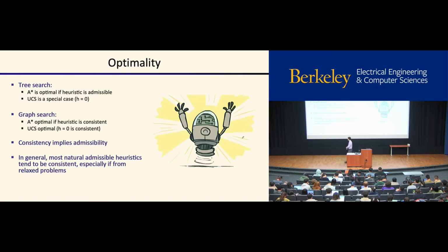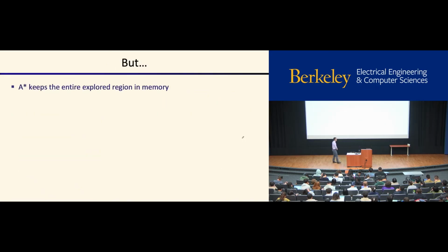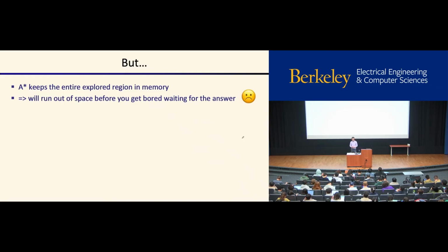So great, we're optimal. That's nice, but we might use a lot of memory if we do this. Even if we have this graph search optimization, A star keeps the entire explored region in memory, right? We have to keep track of this frontier. We have to keep track of all the paths that led us to the frontier. So there's a lot of things that we might have to keep track of at a time. Sometimes, for big planning problems, you'll run out of space on your computer's RAM before you even run out of patience. And that's not great. This makes us sad. There are variants that use less memory.